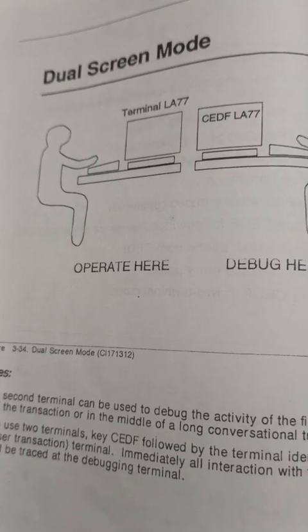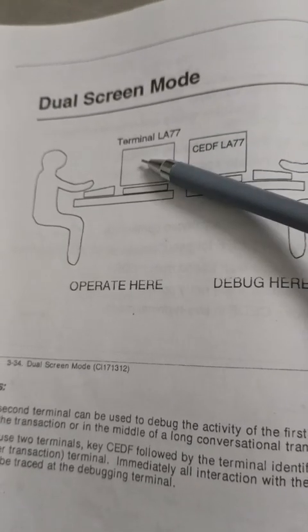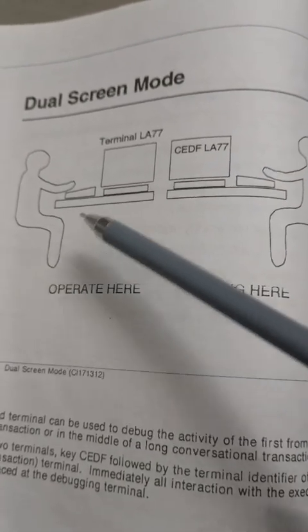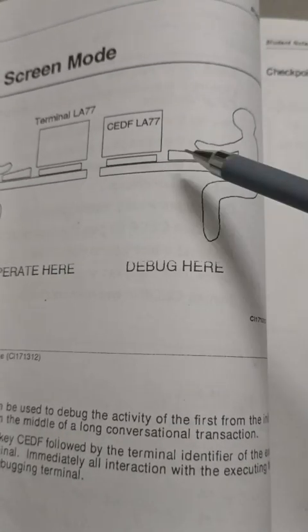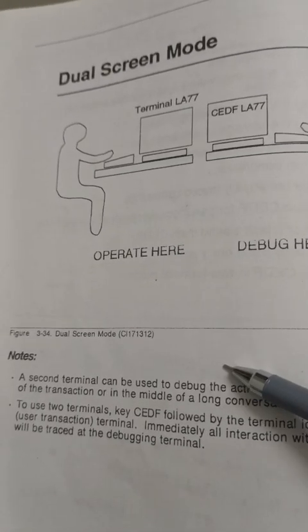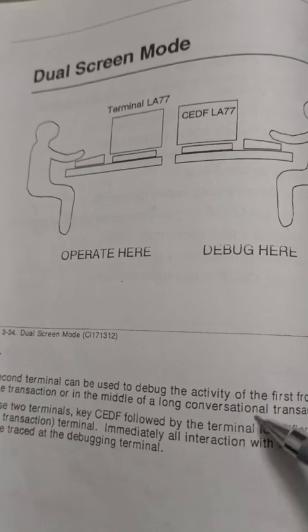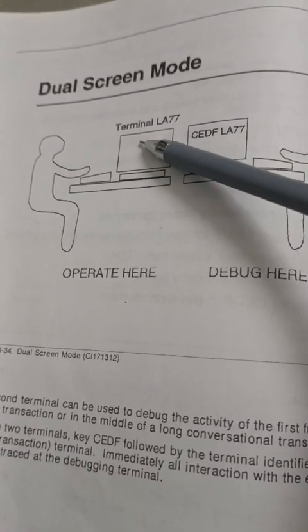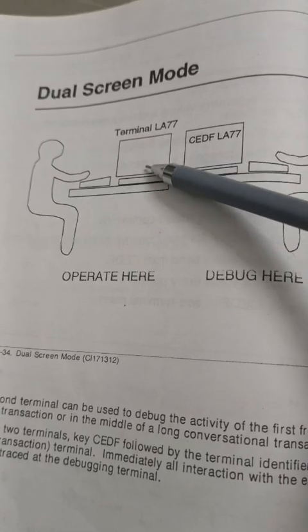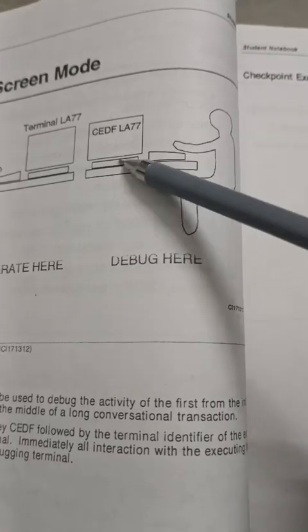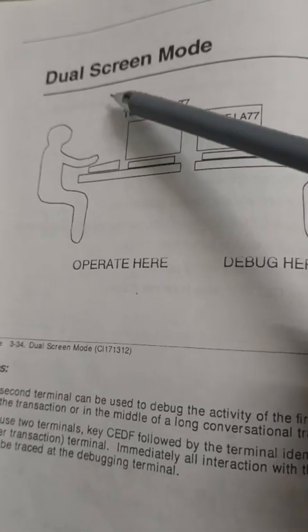Next, how to invoke CEDF in dual mode. Dual mode means I am running one terminal ID, and I am going to initiate the same task: the operator is doing one here and the debugger is going to test on another terminal. We can do CEDF in the dual screen mode also. Someone is doing a transaction in one terminal ID, but I want to test the same transaction ID on another screen also. This is called dual screen mode.